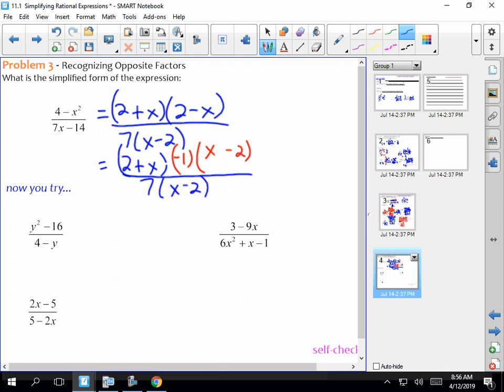So you factor out a negative 1, and then you leave it alone on the bottom here. And now I can cancel out the x minus 2's. So the only thing that changes is I factor out a negative 1. And so my final answer will have a negative 1 out in front of it: negative 2 plus x over 7.